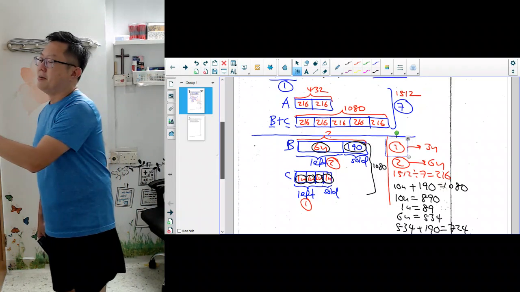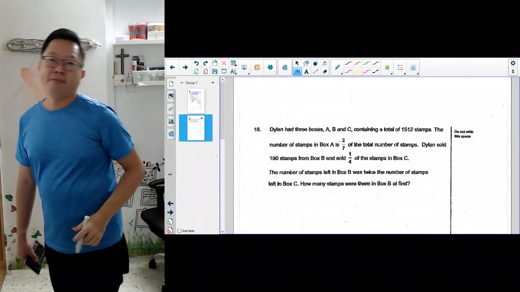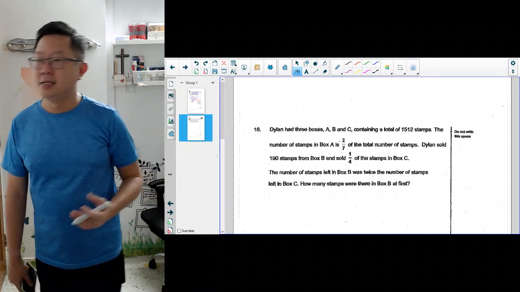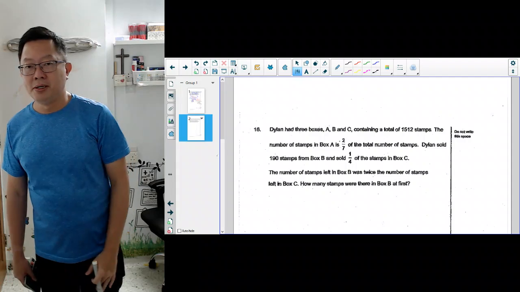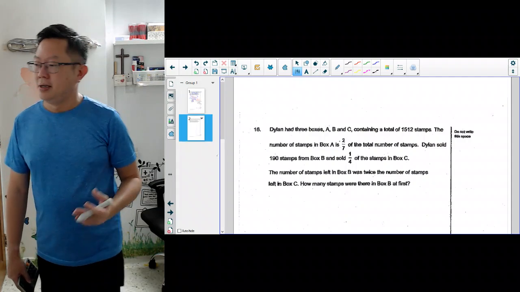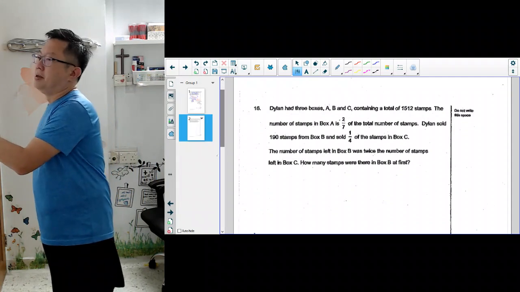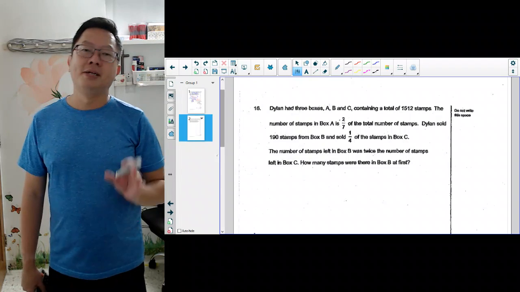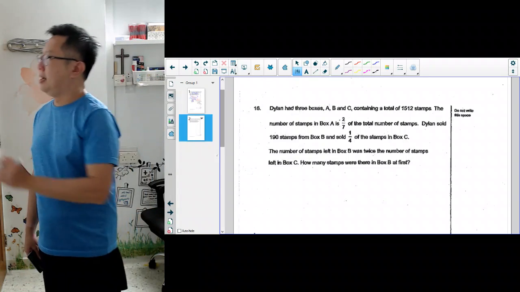Okay, so now what is another way to do it? Let's say I don't know how to draw the model. Most students, I don't think they have difficulty trying to draw the model because there is a lot of practice. So what happens if in the exam you have difficulty trying to draw the model? Then the other way is the table method.